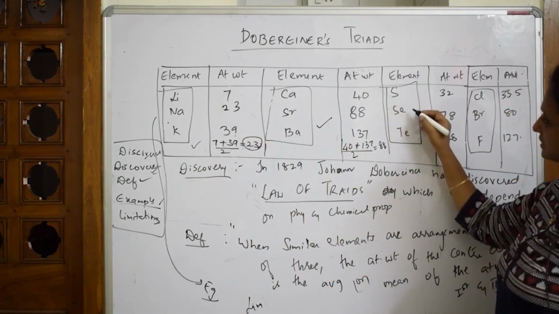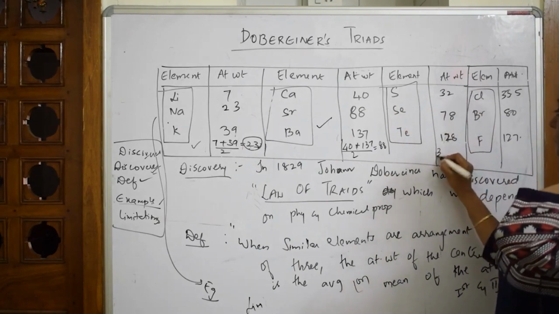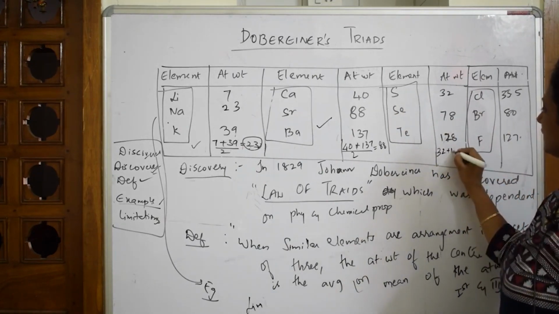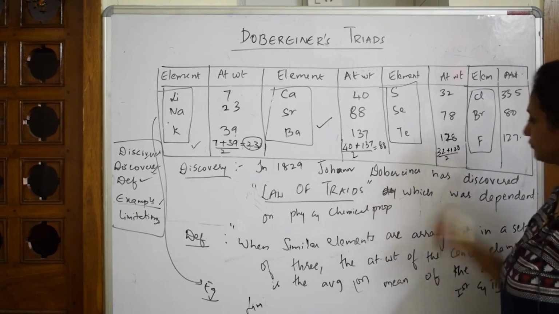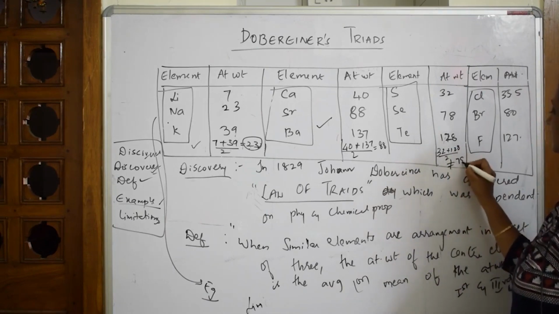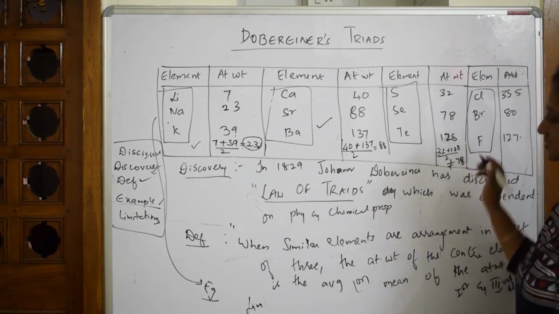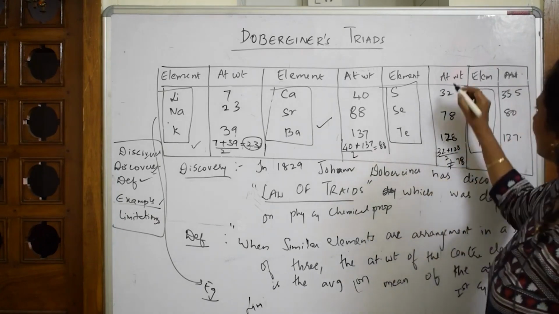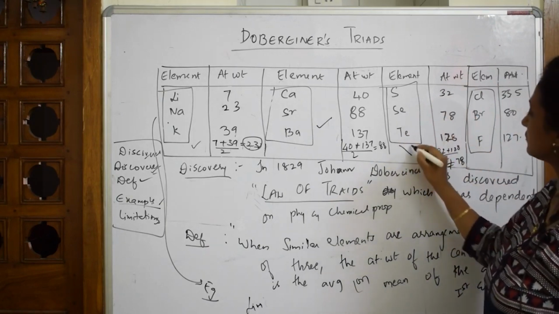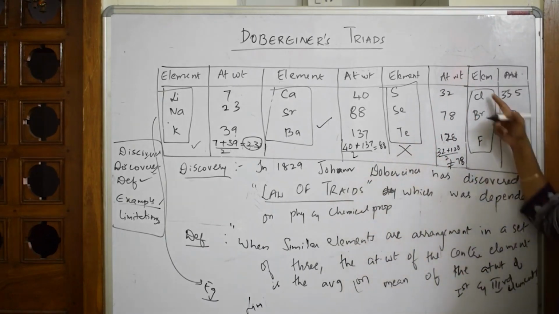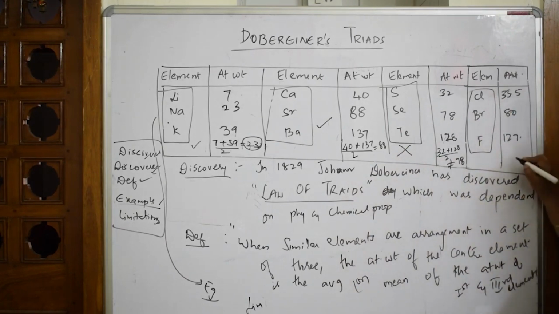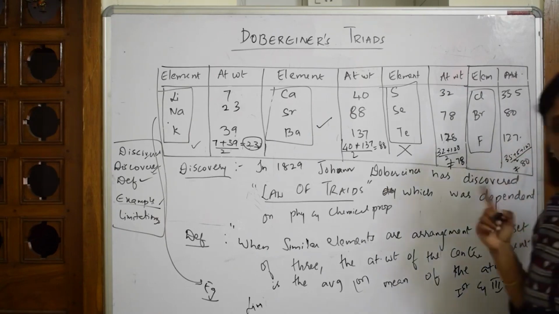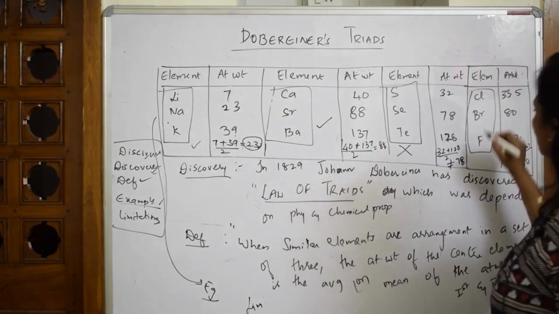Why? When he took sulfur, selenium and tellurium, 32 plus 128 divided by 2 is not equal to 78, isn't it? It is almost 80 or something, right? So 160 by 2 is 80. So not equal. This assumption was not valid for this set. Further, when he came to chlorine, bromine and fluorine, when he added 35.5 plus 127 divided by 2, it is not equal to 80. It is almost 81.25 or something. So this also was not valid.